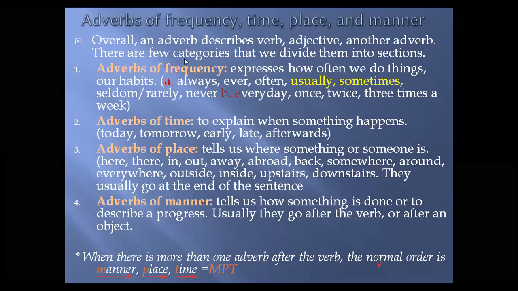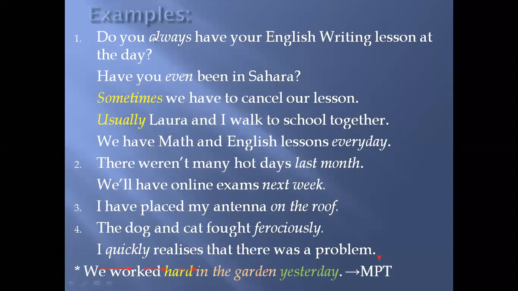Okay, next one here. For example, now that we have talked about those adverbs, what kind of adverb is each one? For example, here, do you always have your English writing lesson at the end of the day? Sorry, it's supposed to be end. At the end of the day, you say always. Do you always? This is our frequency adverb. Have you ever been in Sahara? Ever been in Sahara, or sometimes, if you remember, sometimes and usually we can use at the beginning of a sentence.